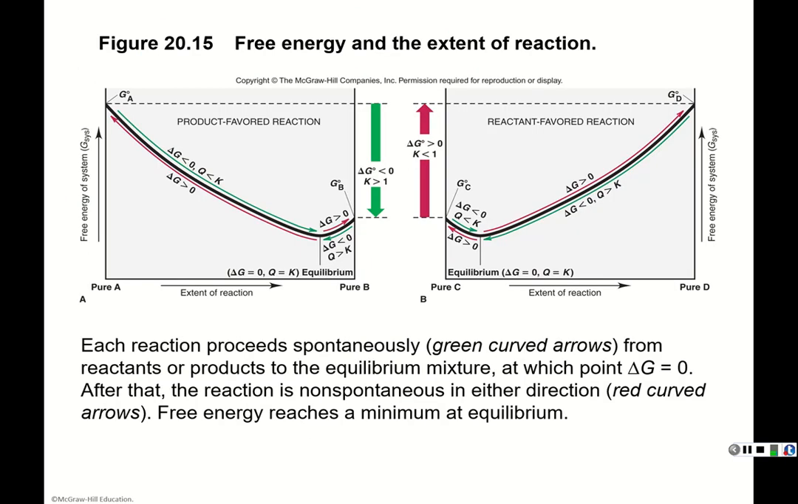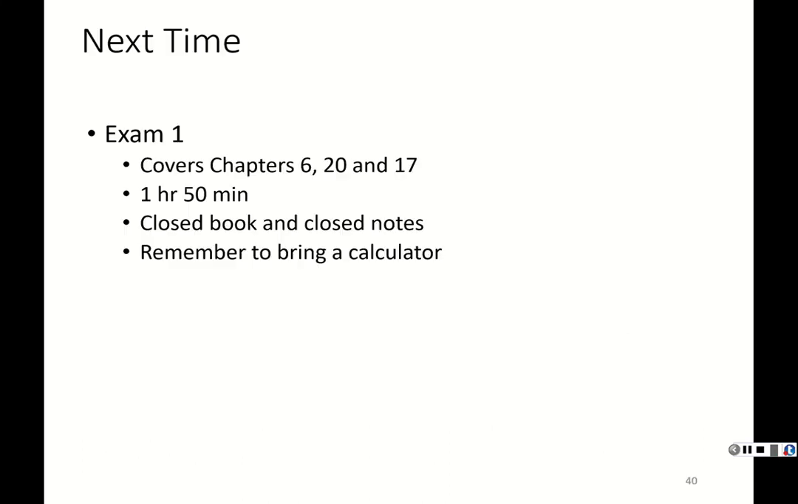Figure 20-15 is a good summary of this. It shows the relationship between negative delta G's and positive delta G's with respect to Q and K. I think this is a very good figure to look at as a summary for this section of the book. So that concludes chapter 17 and the last of chapter 20 that we're going to talk about.